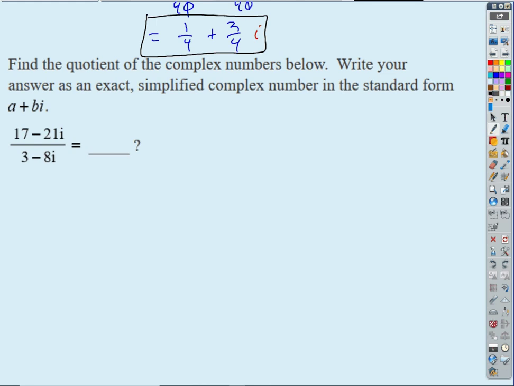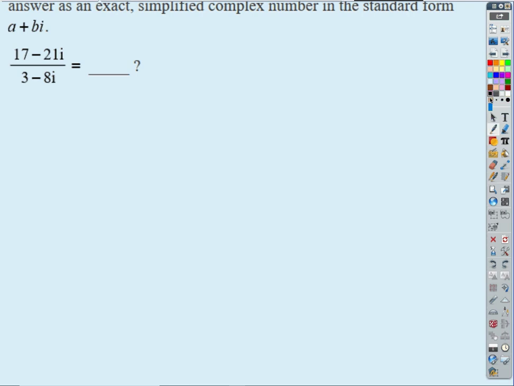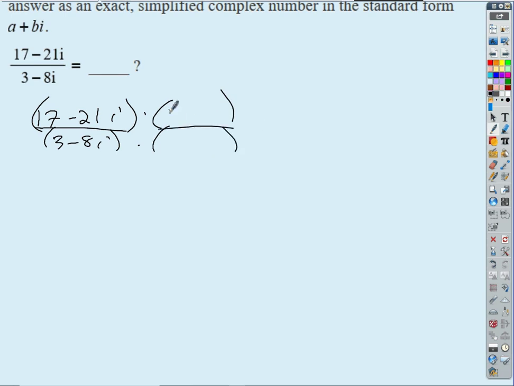How about this guy? What am I going to do here? Yeah, good, right? If I've got a complex number in the denominator, I'm just going to multiply top and bottom, multiply by 1, top and bottom by the same thing, by the complex conjugate of the denominator. Okay, so let's go through that process, because this time it's a little bit tougher because I've got a complex number on top that's got both a real part and an imaginary part, right? So we end up with 17 minus 21i divided by 3 minus 8i times, what over what again? No, 3 plus. Right, we're not multiplying by that number, we're multiplying by the complex conjugate.